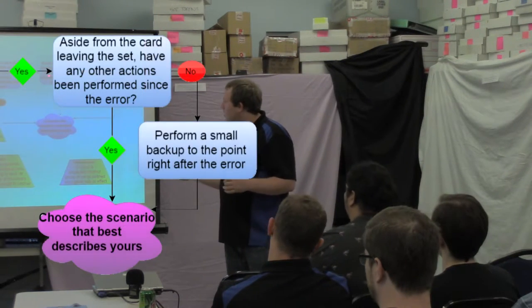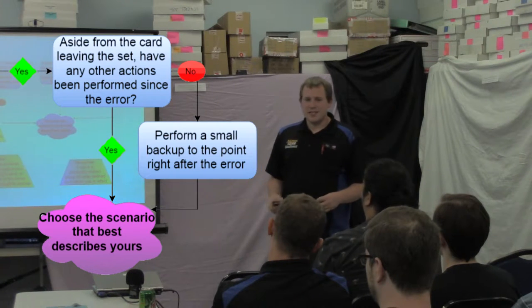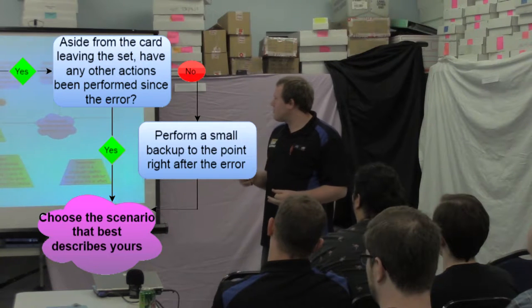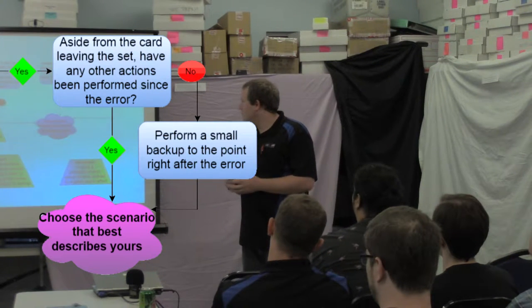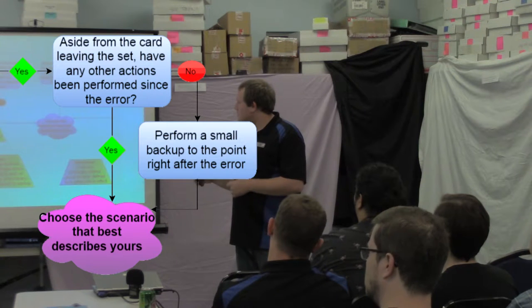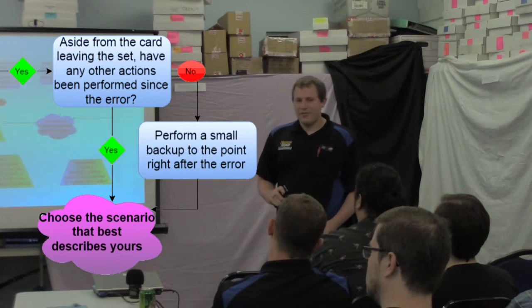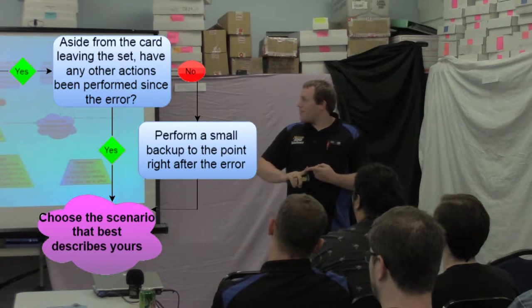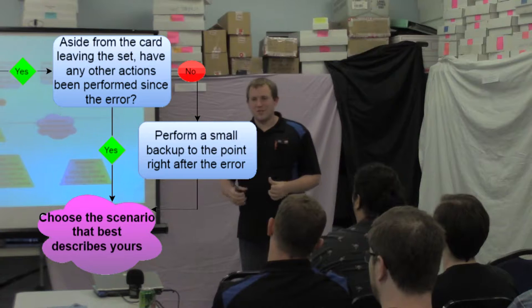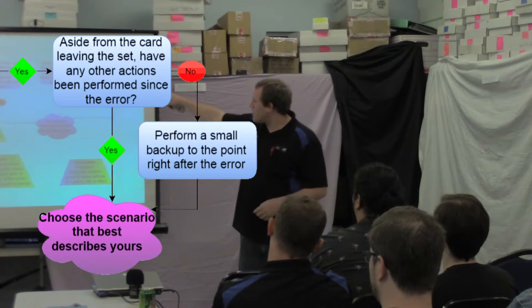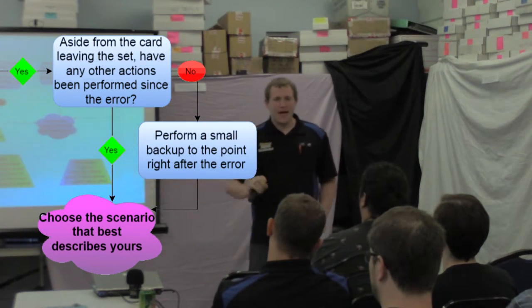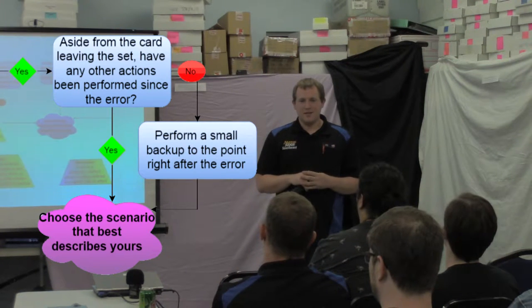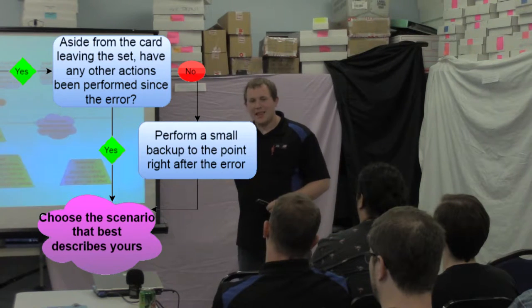So, aside from that card leaving the set, land put on the battlefield, still going in the stack, have any other actions been performed since the error? If there have, we're going to go to the fixes. If there have not been any other actions besides this small little thing, we go to this part. We perform a small backup, which is to say, land from the battlefield back to the hand. Perform a small backup, then we go to the fixes.